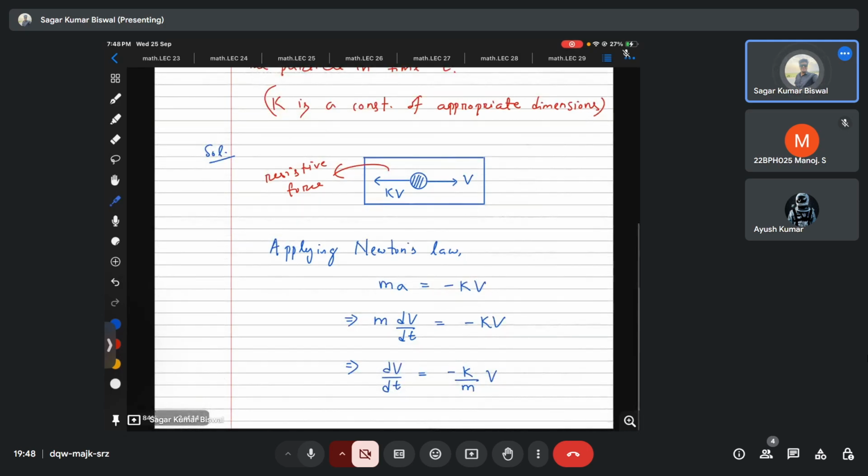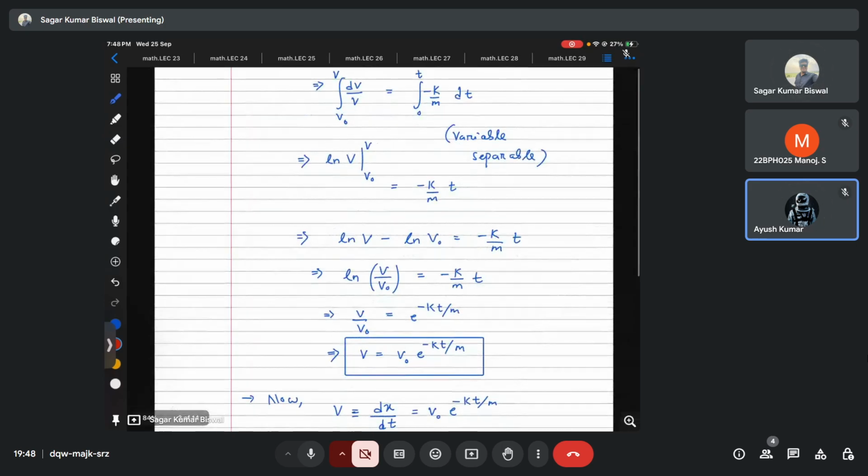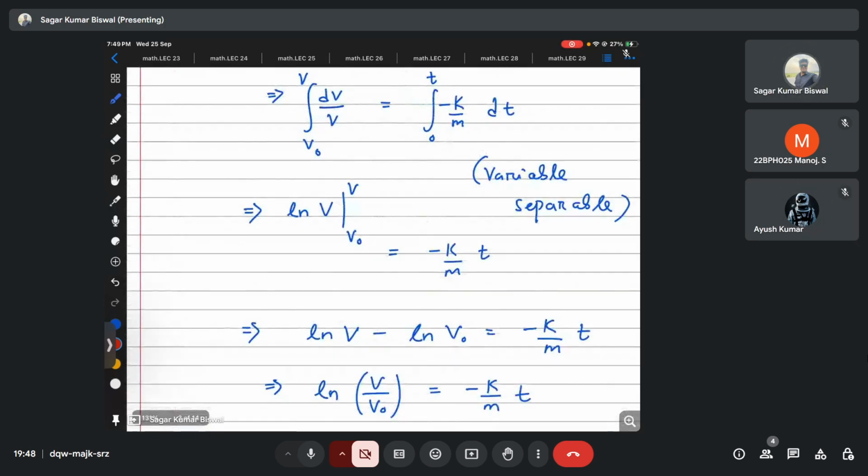So this is Newton's equation, that force is minus kV acting on the particle. So what is force? Force is mass times acceleration, and acceleration can be written as dv by dt. And so here is the minus kV. So here I can write this as dv by dt equals minus k by m into v. So this is a differential equation, right? So how to solve this differential equation? To solve it, we can use the variable separation method, right?